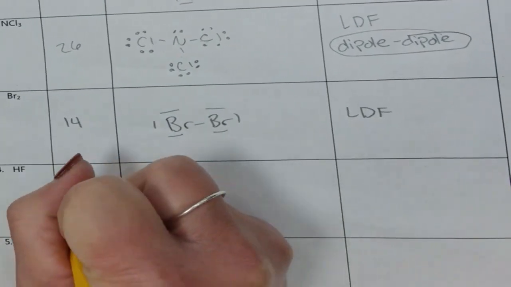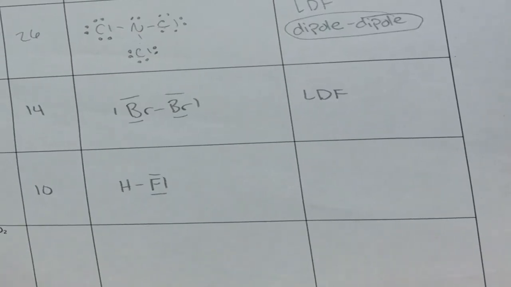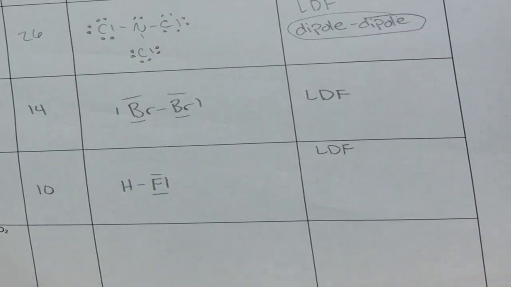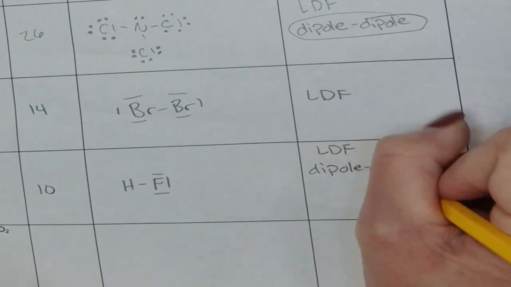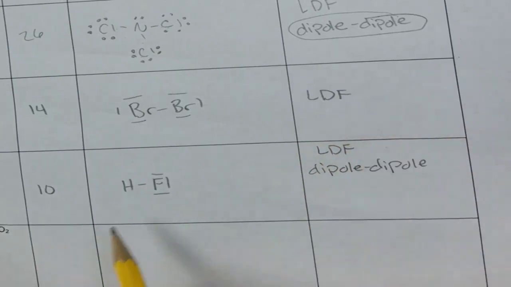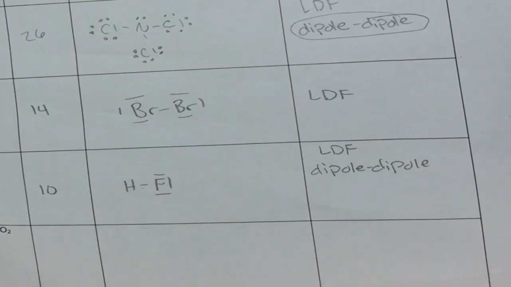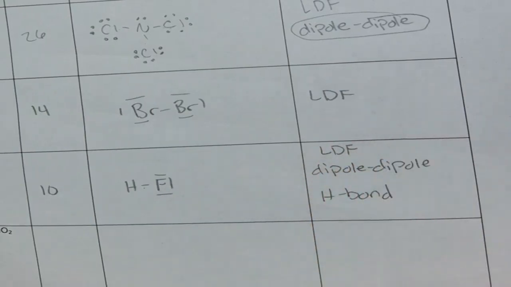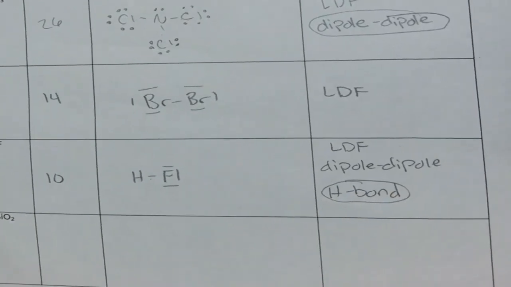All right, HF has 10 valence electrons. And when I draw hydrofluoric acid, my Lewis structure looks like this. Now we know it will have LDF, London dispersion forces. It is a polar substance, so it will have a dipole-dipole force. But it does have a hydrogen covalently bonded to a fluorine, so it has the ability to hydrogen bond with other substances. So of these 3, the hydrogen bond is going to be the strongest.